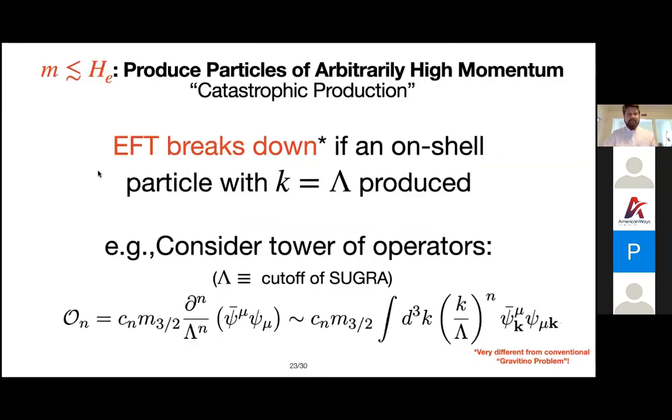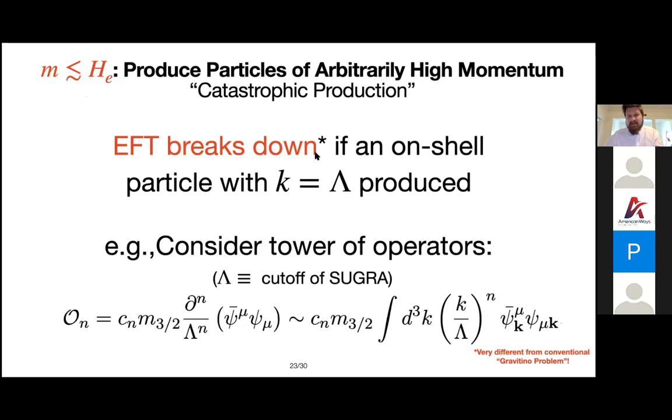Right. So what are we to make of this? That in a set of simple models where m is less than the Hubble parameter, you can produce particles, it seems, of arbitrarily high momentum. And this is what we called in our first paper the catastrophic production of slow gravitinos. And I think it's reasonable to say that what happens when you have such a phenomenon is that the effective field theory itself is breaking down.